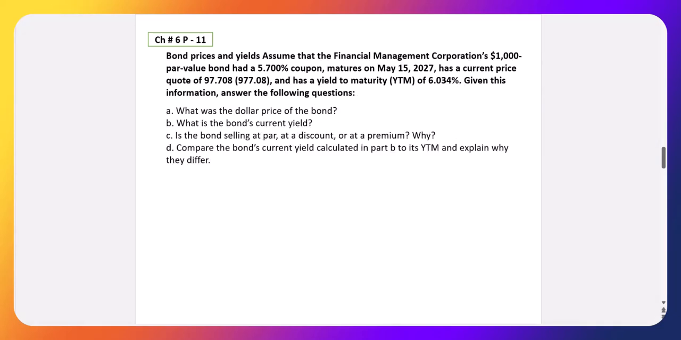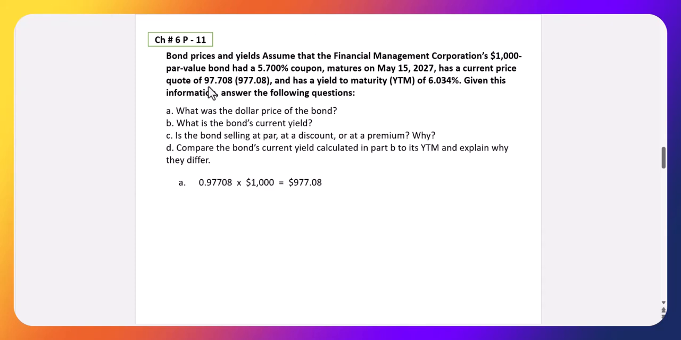Problem 11. Bond prices and yields. Assume that the management corporation has a $1,000 par value bond with a coupon rate of 5.7%, and it will mature on May 15th, 2027. It has a current price quote of 97.708 and has a yield to maturity of 6.034%. So they're going to ask us some questions. Number one, what was the dollar price of the bond?